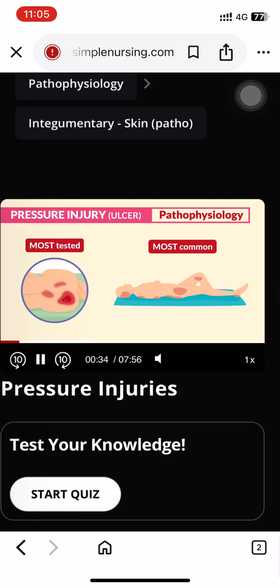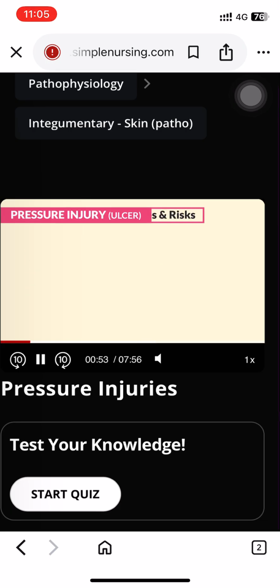So the top 3 most common areas are the lower back and buttocks, including the sacrum and coccyx, the heels and the ankles, and even the hip bones, very bony areas. These 3 are the most common areas for pressure injuries, but even the shoulder area like the scapula and the elbows are high risks. Now, in terms of the causes and risk factors, just think of the patho here.